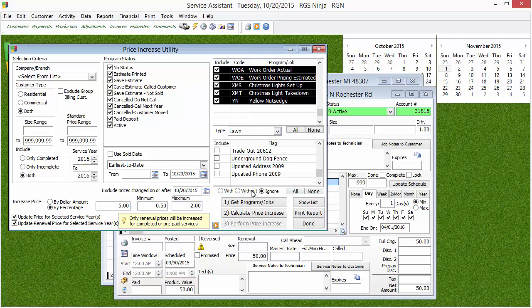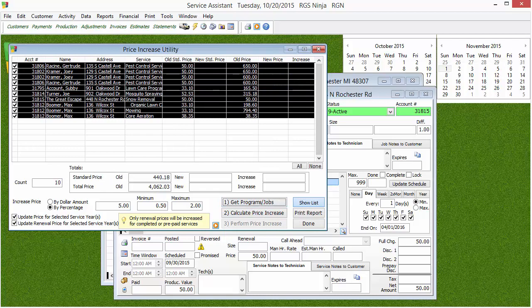All right, once we have the criteria, like I said, we can get program jobs. It's going to show us all the people that could possibly be affected based on criteria. It's just going to tell us what the old standard price is as well as what the old total price of everything added up together is. And you might say, you know what, let's go ahead and see what this 5% is. So then we can hit Calculate Price Increase.